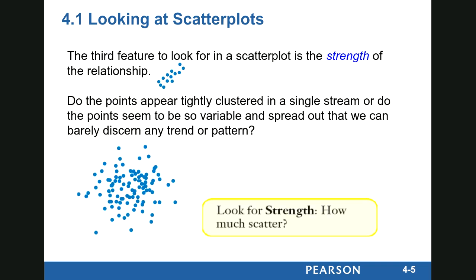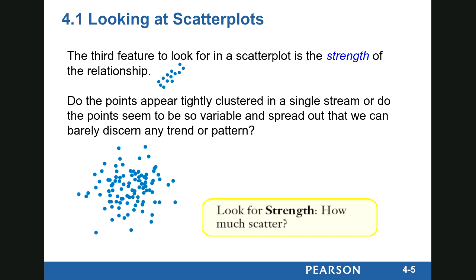Okay, so the third feature to look for in a scatter plot is the strength of the relationship. If the points appear tightly clustered in a single stream, then we say they have a strong relationship. X and Y have a strong relationship because all the points seem to be tightly clustered. But if your points are spread out and so variable that you can't really figure out what pattern it is, then we say that it has a weak relationship. So when we talk about strength, we're looking at scatter.